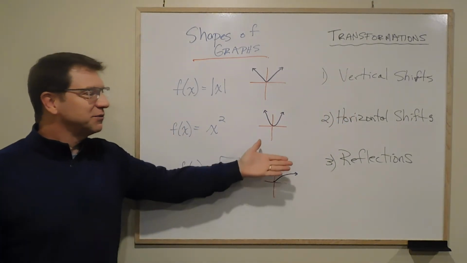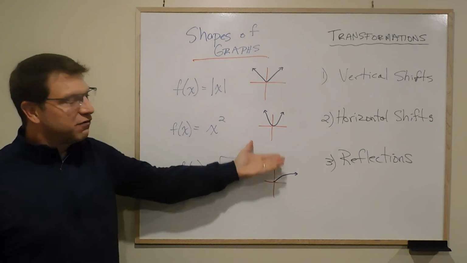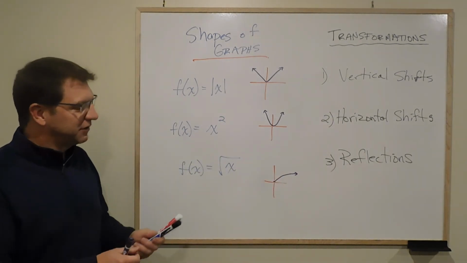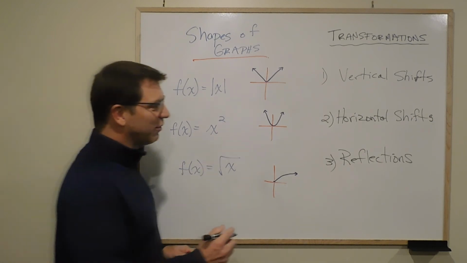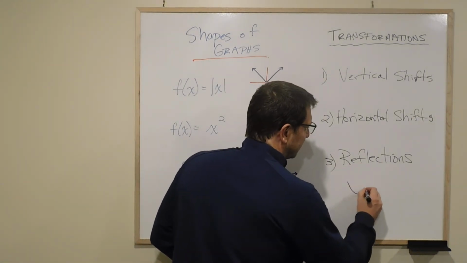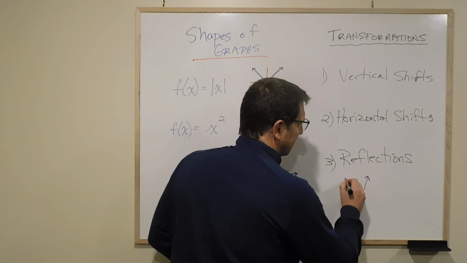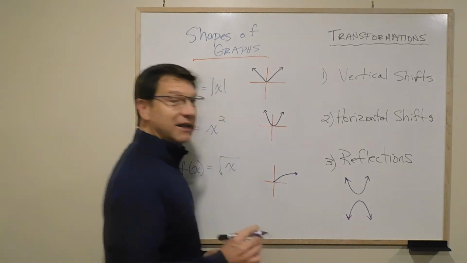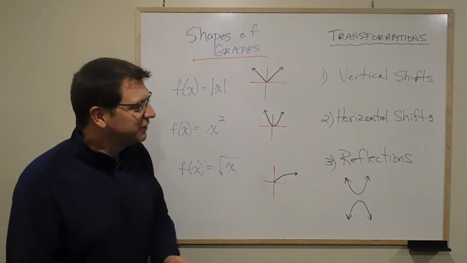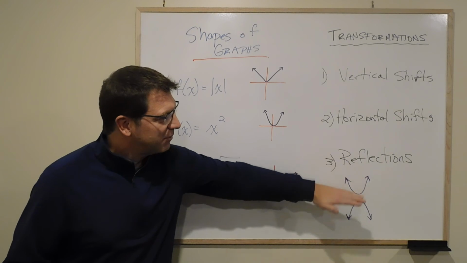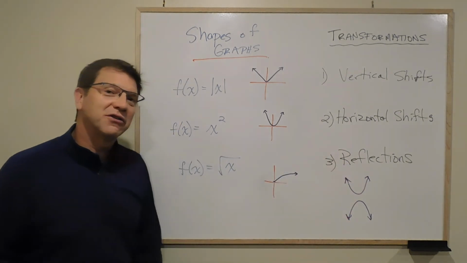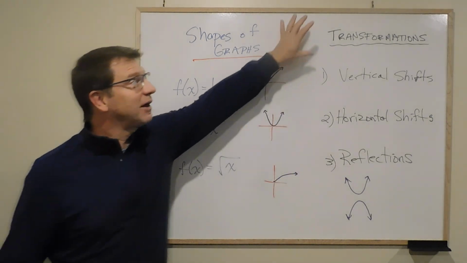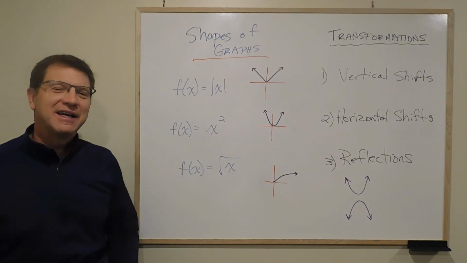A reflection is when the graph is flipped, basically, upside down. Okay? So a simple reflection would be something like this. If we look at the parabola, okay, there's the graph, the parabola. If it was shifted upside down, or sorry, reflected, not shifted. If it was reflected upside down, it would be the exact same shape, but it would be reflected to the other direction. So vertical shift, horizontal shift, and reflections are three types of transformations that we're going to look at in the upcoming slides.